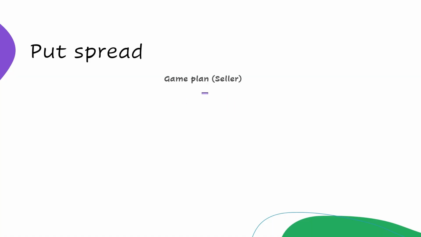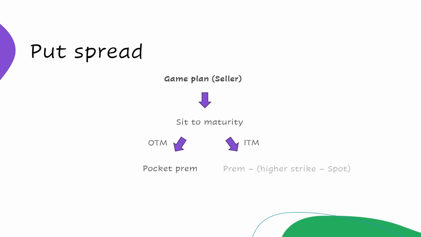The game plan for put spread sellers is simply to sit with the options until maturity. If the put spread expires out of the money, then put spread sellers pocket all the premium. If the put spread expires in the money, the profit and loss will be the premium received minus the put spread payoff, which is the difference between the higher put strike and spot. And again, the payoff is capped by the higher put strike minus the lower put strike.